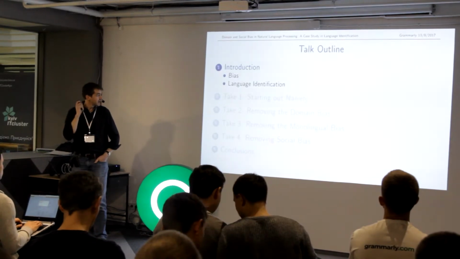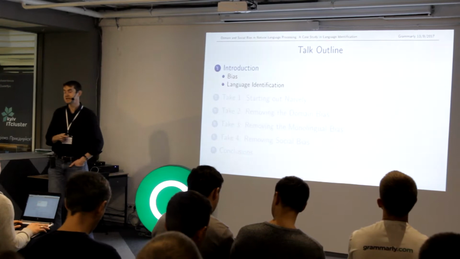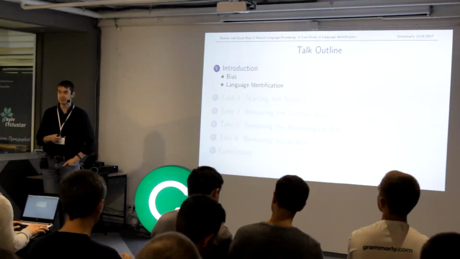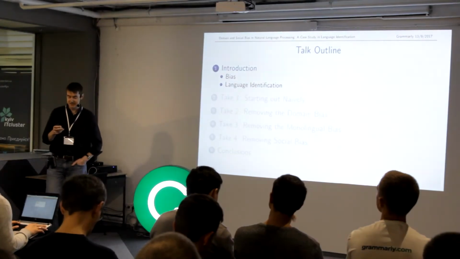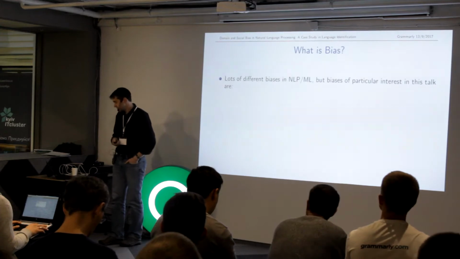So bias. What do I mean by that? And I'm going to talk about it specifically in the context of language identification, partly because it's a nice intuitive task, but partly because there's a lot more to it than you might naively think. So what is bias?